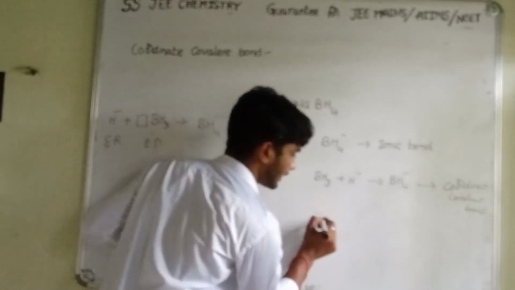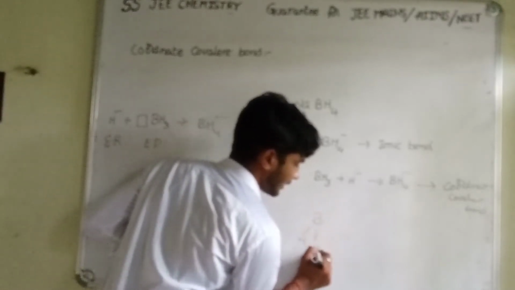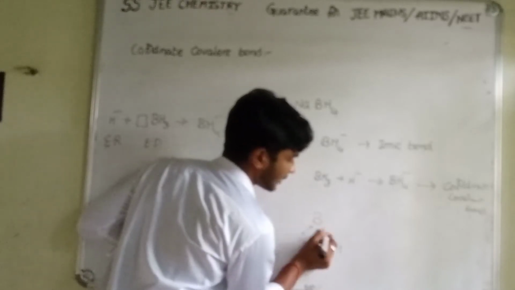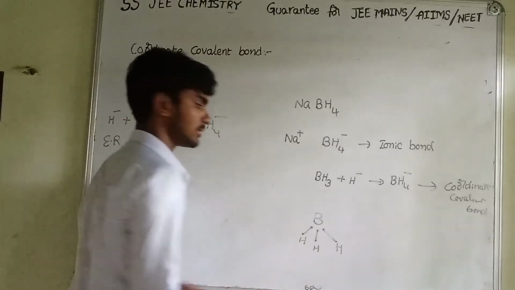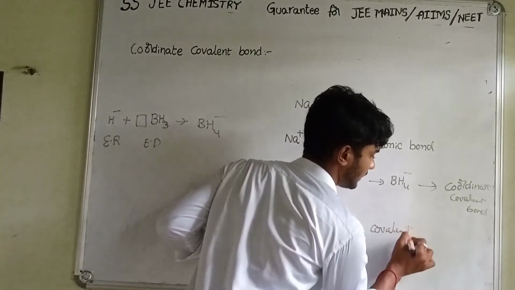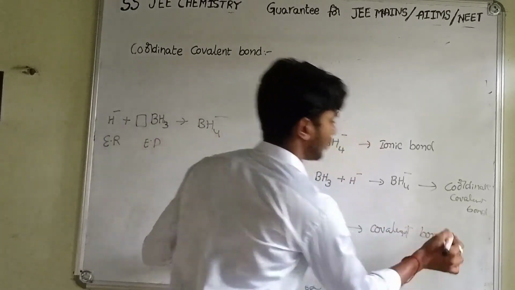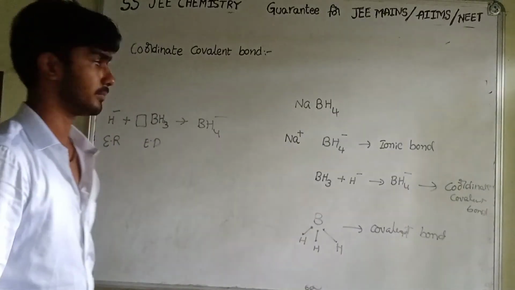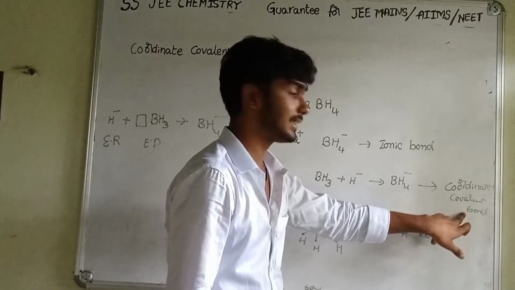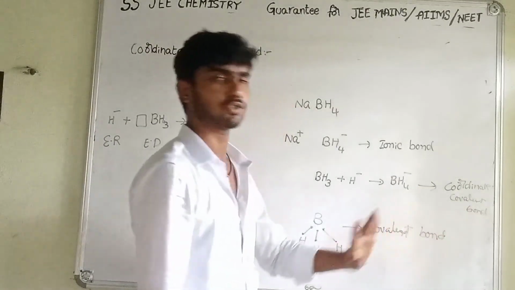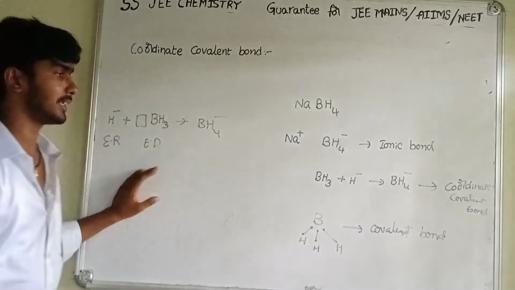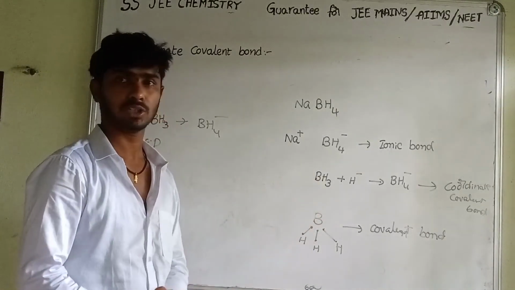Now coming to BH3, BH3 is formed due to sharing of electrons, so it is a covalent bond. So in NaBH4 we observe ionic bond as well as coordinate covalent bond as well as covalent bond. Understood what is the coordinate covalent bond and what is the difference between ionic bond and covalent bond?